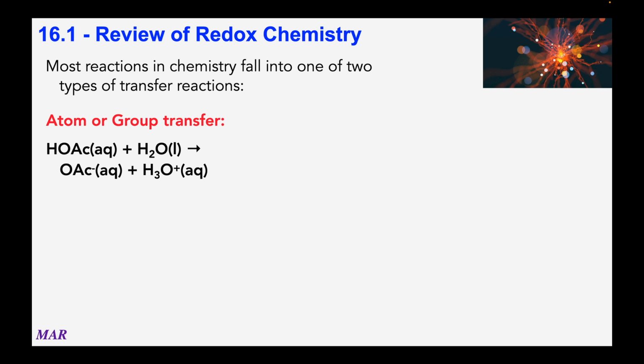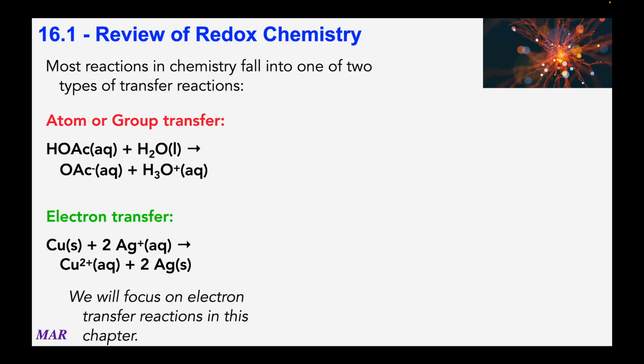However, the important part for us right now is that the hydrogen from acetic acid is being transferred to the water. It makes hydronium and then also the acetate ion. And most of the reactions we've looked at up till this point have been this way. But in this chapter, we're going to look at what's called electron transfer. And in electron transfer, you may not see the atoms change at all, like in this example right here.